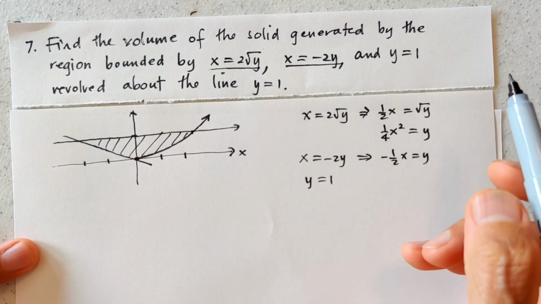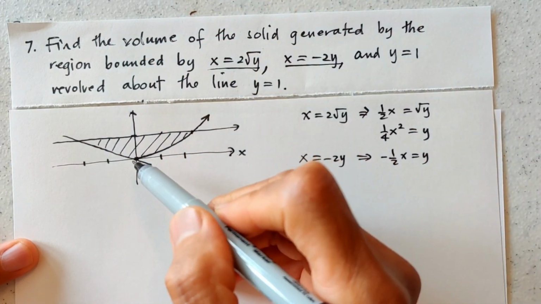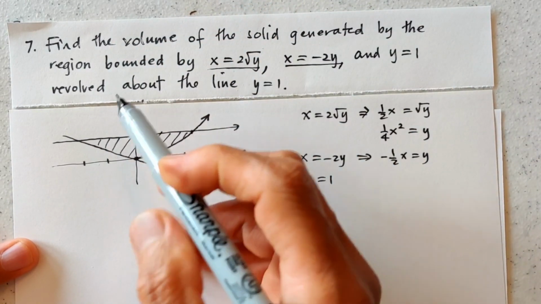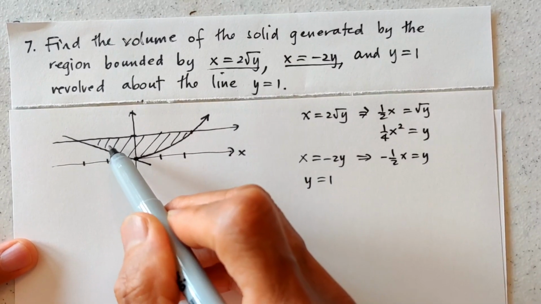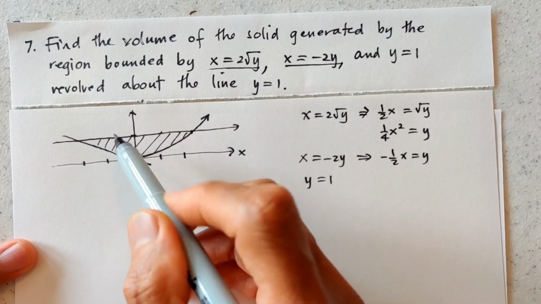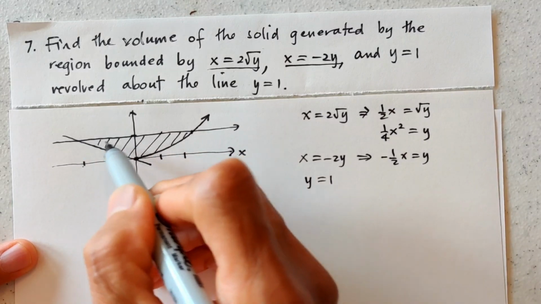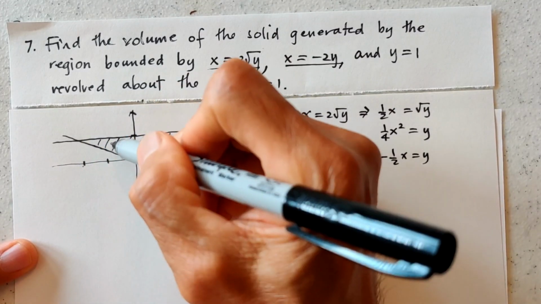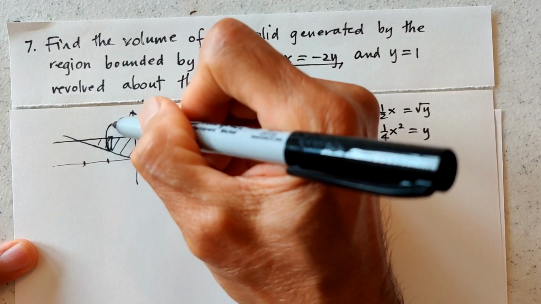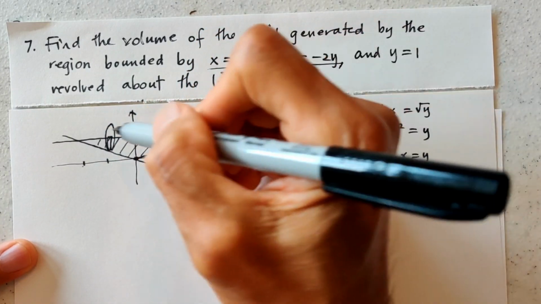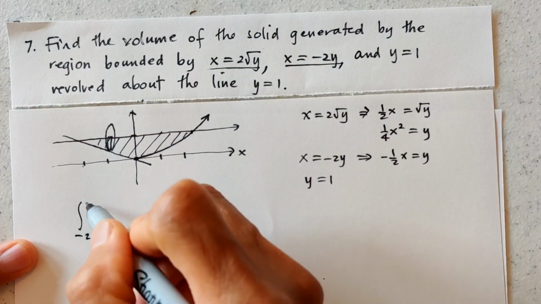And so if I'm going to use disk method, I will have to use two integrals, because you can see that the equations that determine the disk changes. Okay, from negative 2 to 0, the disk is determined by the line y equals 1 and this line here. So that's our representative rectangle, which when we revolve about the line y equals 1 becomes a disk. So that's going to be from negative 2 to 0.